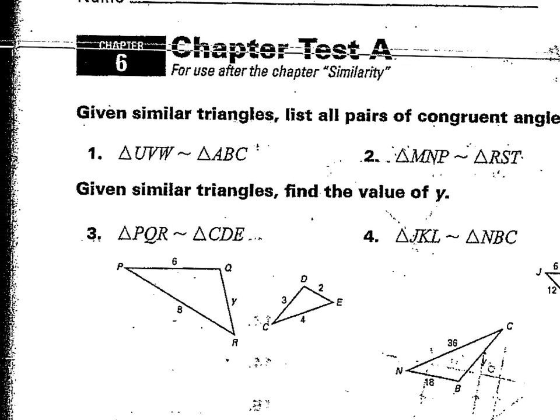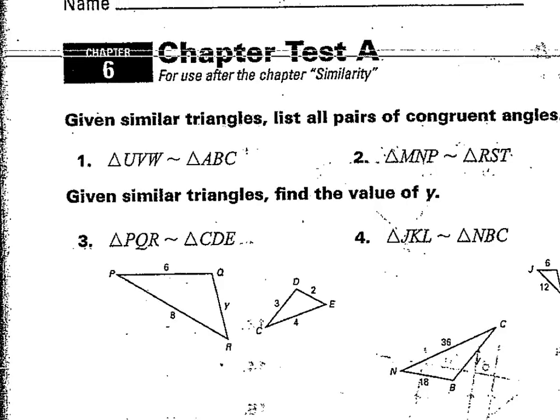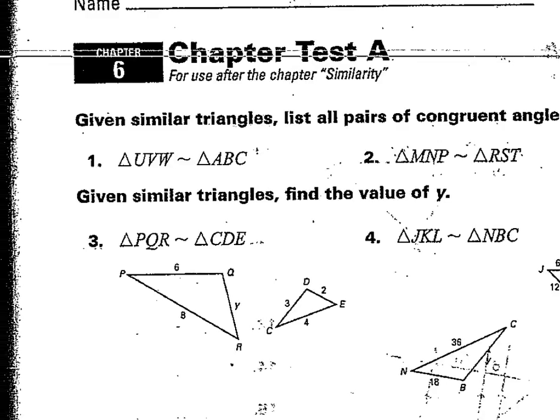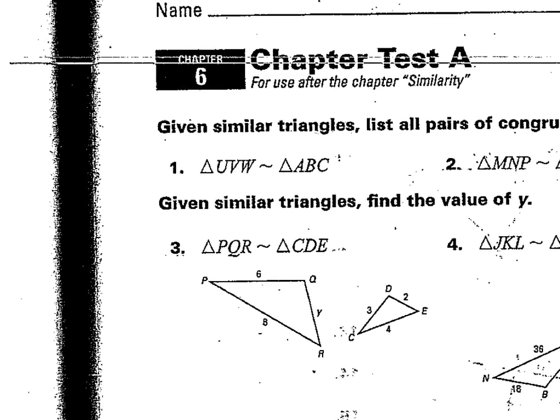Number 1 and 2. We want you to list all pairs of angles and sides. So all you've got to do is look at the letters. That's all we have to do. We don't need a picture. So for example, I'm going to get you started here.